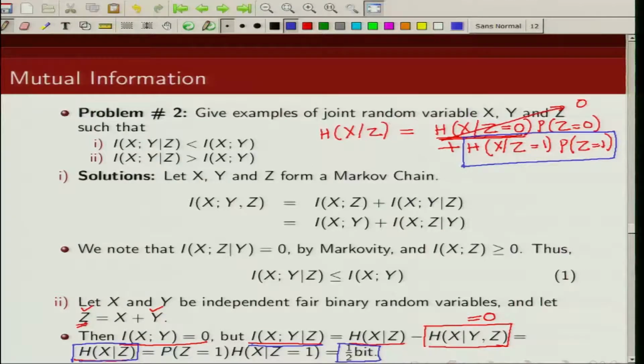So then the mutual information between x and y given z, we have shown that this is equal to the uncertainty in x given z, which is equal to the uncertainty in x given z equal to 1 times the probability of z equal to 1, and this we have shown is equal to 0.5 bits. So in this particular example you can clearly see that the mutual information between x and y given z, which is 0.5 bits, is more than the mutual information between x and y, which is 0. So hence we have shown through different examples that the mutual information between x and y conditioned on z can be greater than the mutual information between x and y, or it can be less as well.